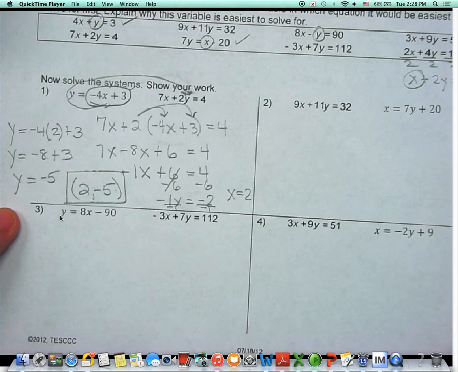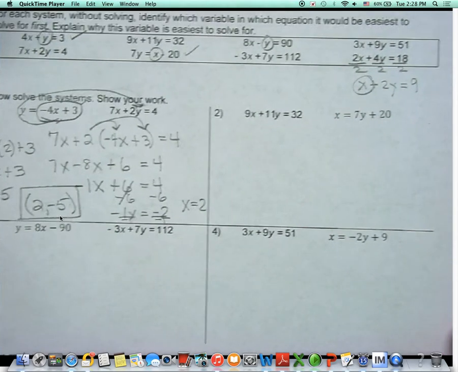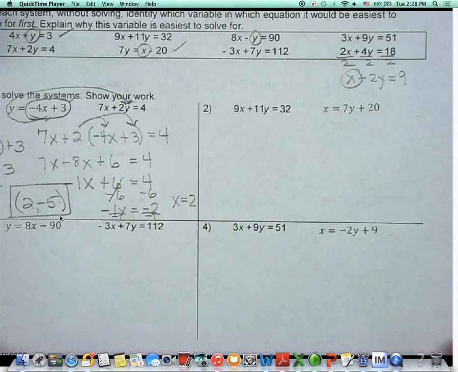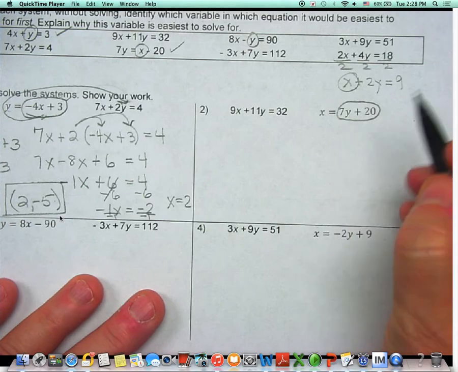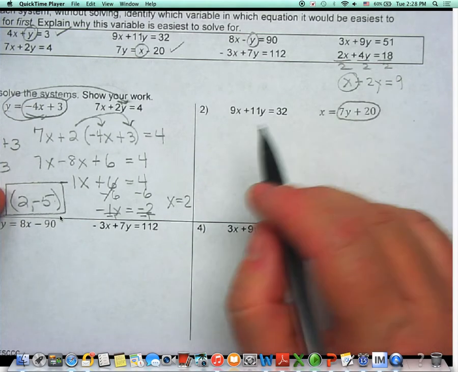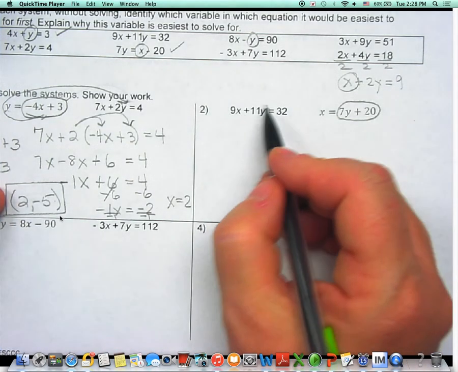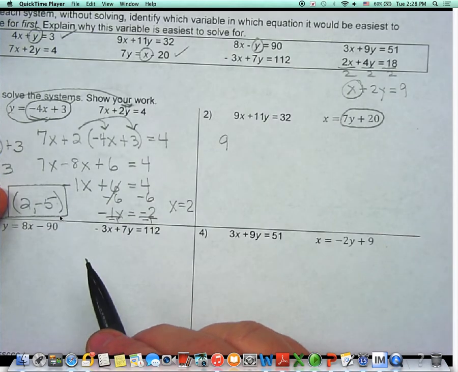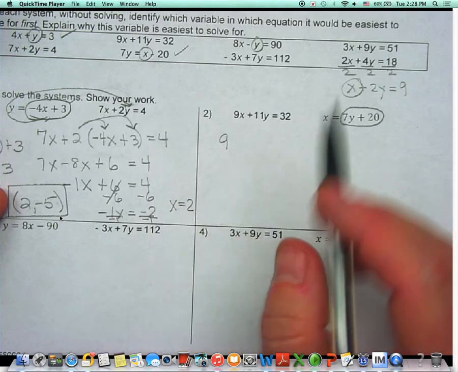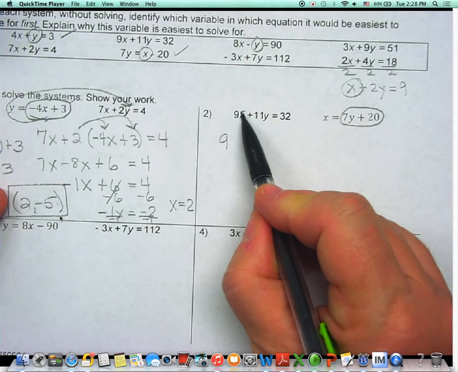Okay, I'm going to get you started on number 2. I'll let you finish it. Okay, which one's by itself? X. So circle what x equals. 7y plus 28. Okay, so we're going to take this equation and what are we going to do with it? Substitute the x. Put parentheses. So we're not going to have x anymore.